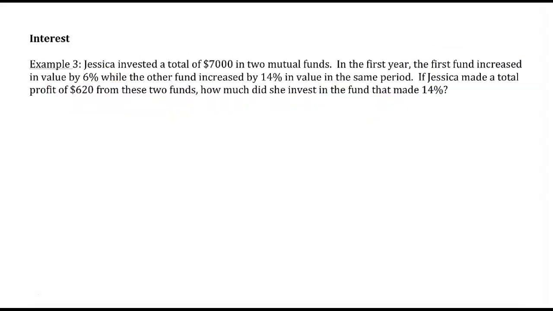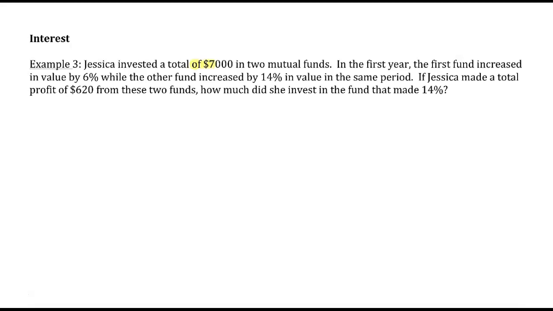In example 3, we have a problem involving interest. Jessica invested a total of $7,000 in 2 mutual funds. In the first year, the first fund increased in value by 6%, while the other fund increased by 14% in value in the same period. If Jessica made a total profit of $620 from these 2 funds, how much did she invest in the fund that made 14%? Let's start by talking about the information given to us in the first sentence.